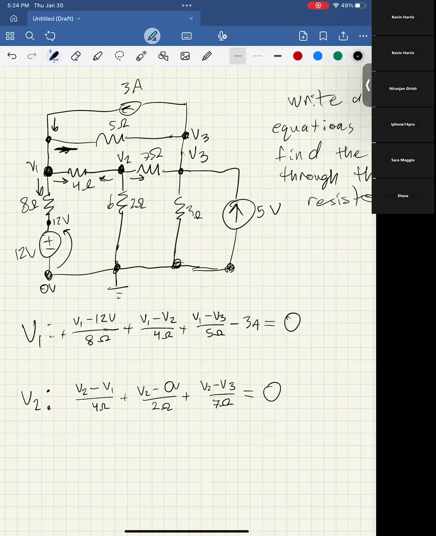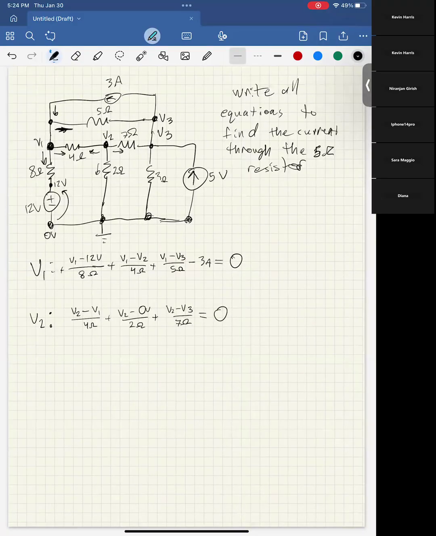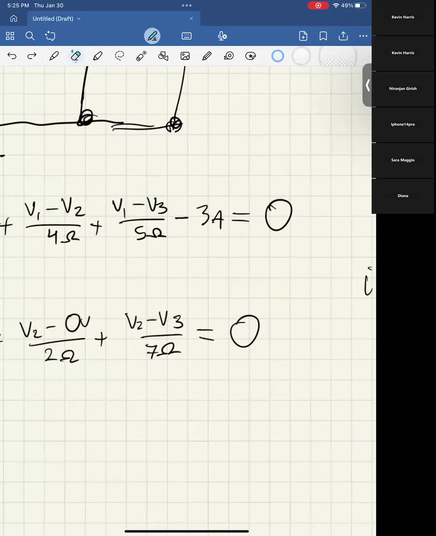And another thing, you always want to make sure that the units of these terms will turn into currents. Because I equals V over R, this is a voltage over resistance, voltage over resistance, voltage over resistance. In this case, this is a current already, so it's fine. But that's a quick sanity check you can do for yourself to make sure you've written your terms right.